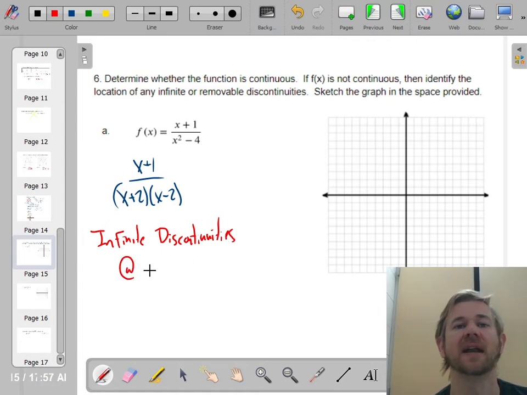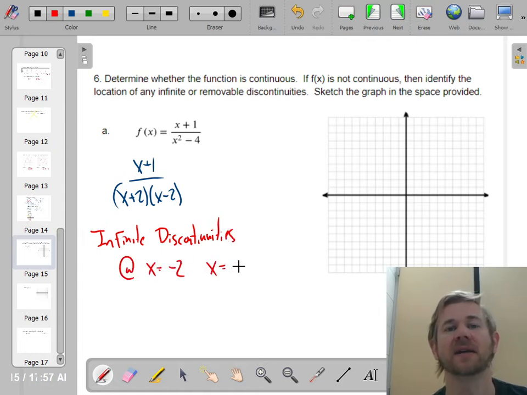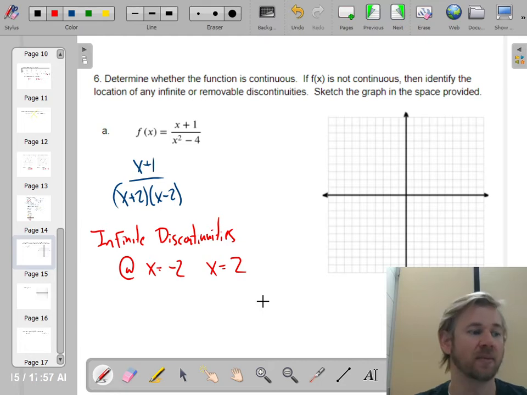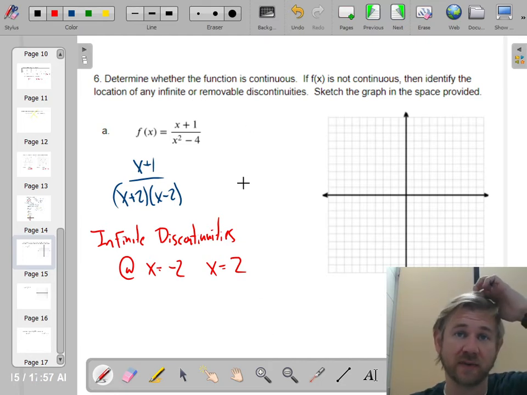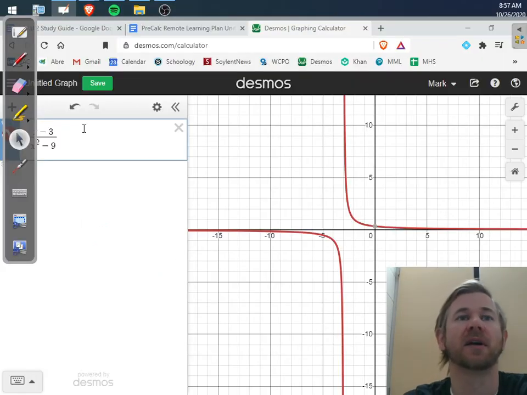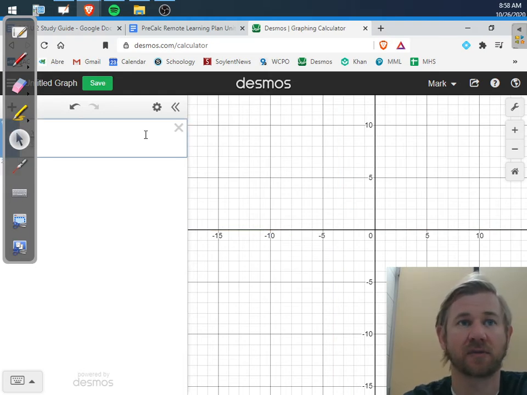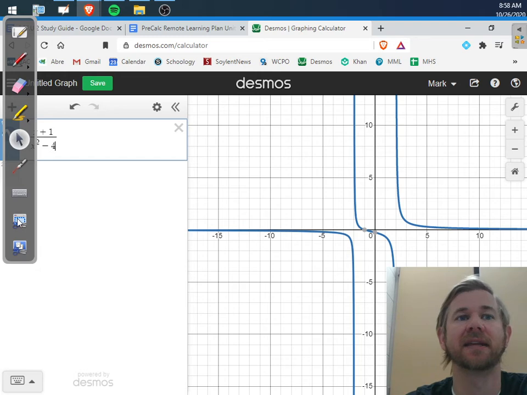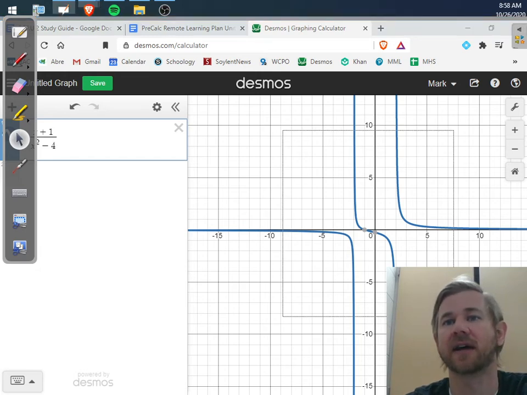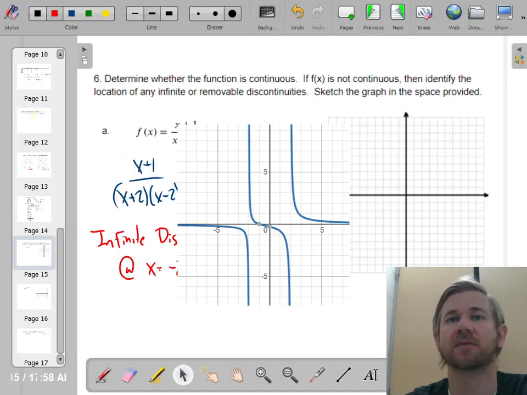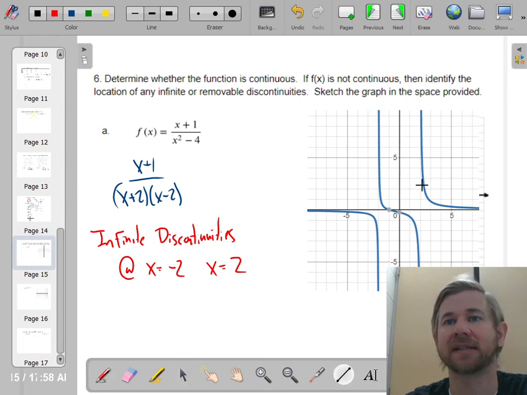And they are going to be at x equals -2 and x equals +2. Now, I'm going to just use Desmos to keep this thing moving. x plus 1 over x squared minus 4. I should see, the main thing is that I can see there are two vertical asymptotes, and the two vertical asymptotes are at +2 right there and -2 right there. So those are my infinite discontinuities, and those are because the denominator can't be 0.